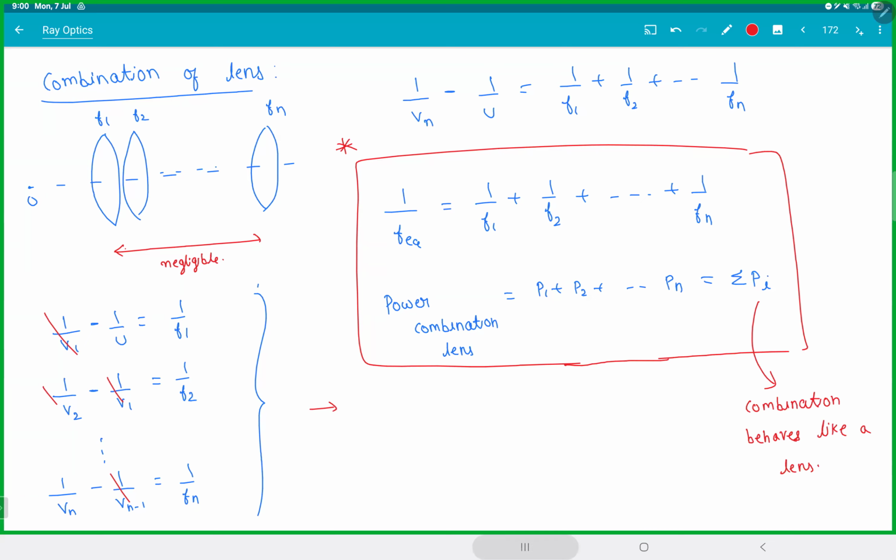Be careful, this is valid only when they have a common principal axis and the lenses are thin. If they have distances between them, you can't do this. You have to go back to solving the problem regularly, using the lens formula n number of times. Valid for thin lenses and a common principal axis. Clear? What happens if you have lenses and a mirror?